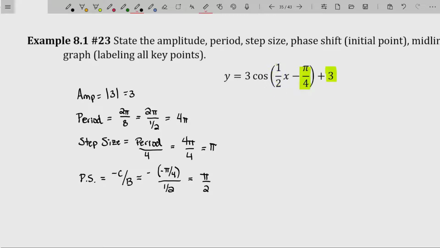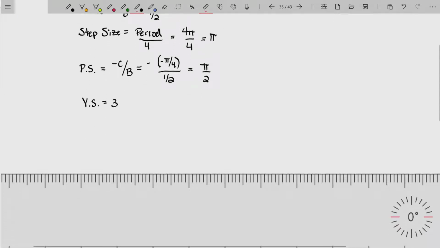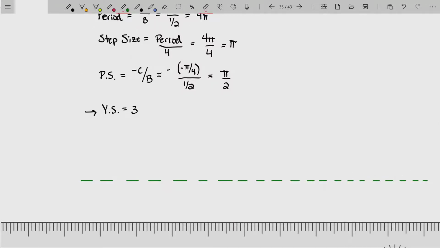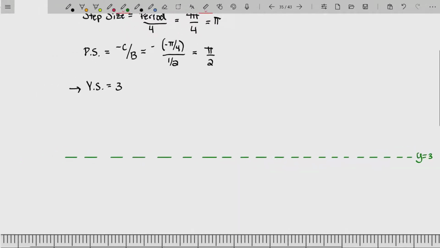So now that we're done with this and this, now I just move on to the last one, which is our vertical shift, and that is equal to a positive 3. We are totally done with the mechanics part of it. Now we go into the graphing piece. So I'm going to graph my midline. My midline is from this guy right here. So I'll just graph that in green, dash, dash, dash, dash, dash. Once I get that done, I'm just going to label it. It's a height of 3. Let me get this ruler away.